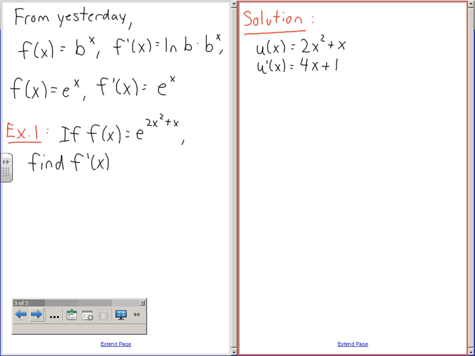So if I have f of x is equal to e to the 2x squared plus x, can someone please be brave and let me know what f prime of x is going to equal? Unbelievable, Melody. I can see through space and time and you're raising your hand right now. What is f prime of x going to equal? Okay, very good. It's going to be e to the 2x squared plus x, then times the derivative of the brackets, which is 4x plus 1.